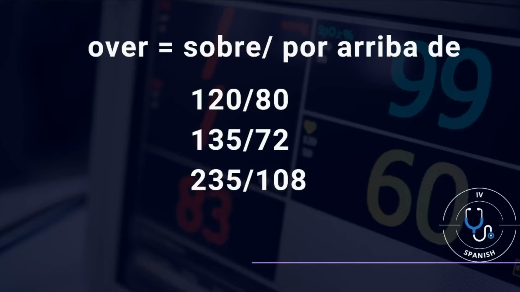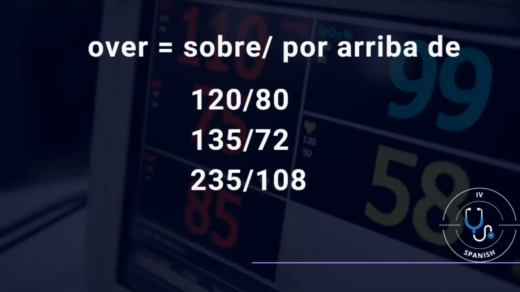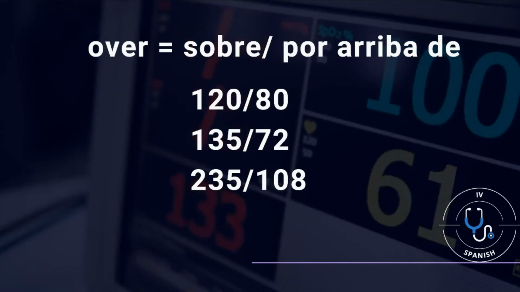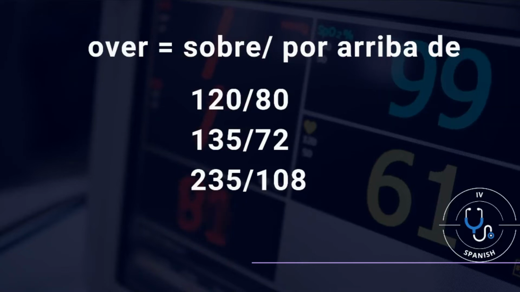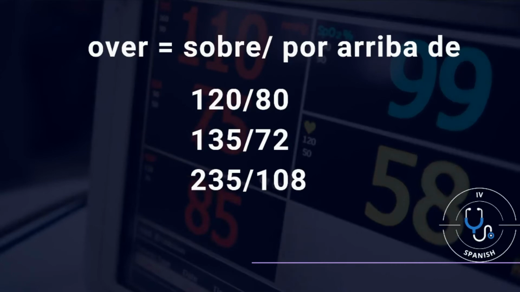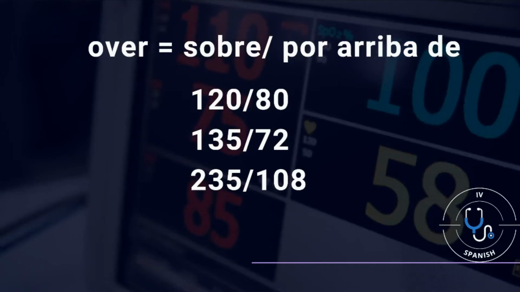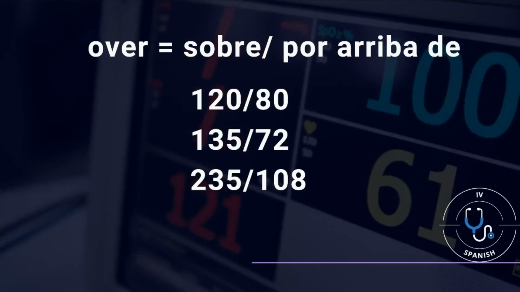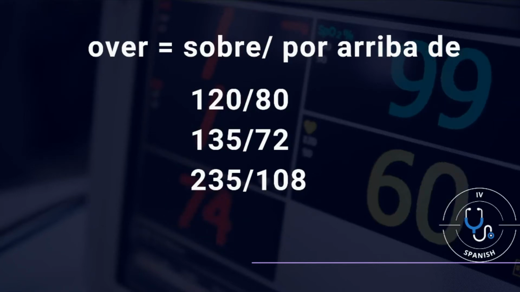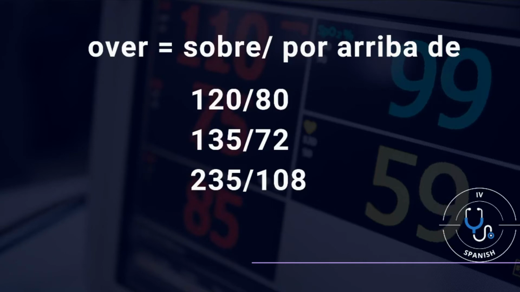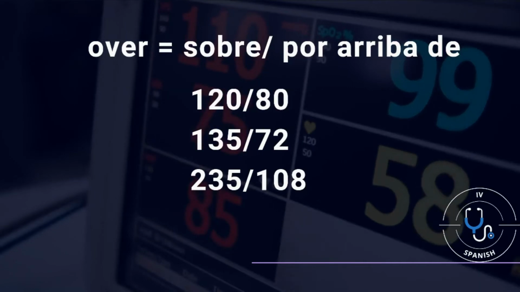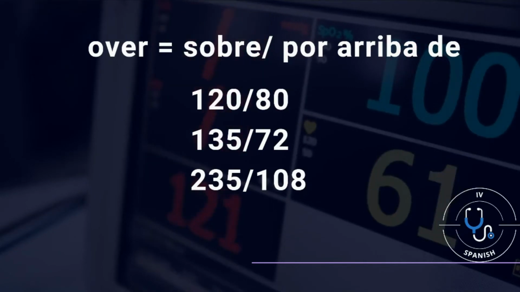To say over, for example, the first one, 120 over 80, you can say sobre, that's one. If you want to get really technical, among healthcare staff in Latin American countries, the phrase por arriba de is very, very common to hear in a healthcare setting in a Spanish-speaking country. So the first one would read, 120 por arriba de 80. You can pause the video, do these, and then I'll tell you the answer.